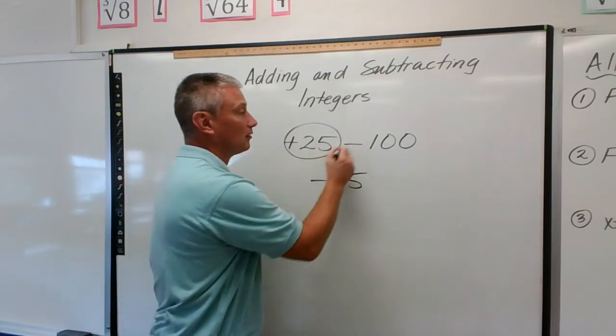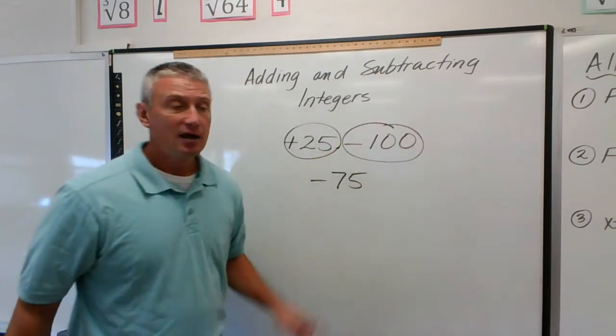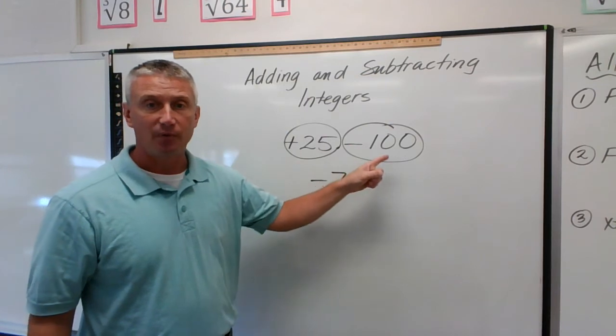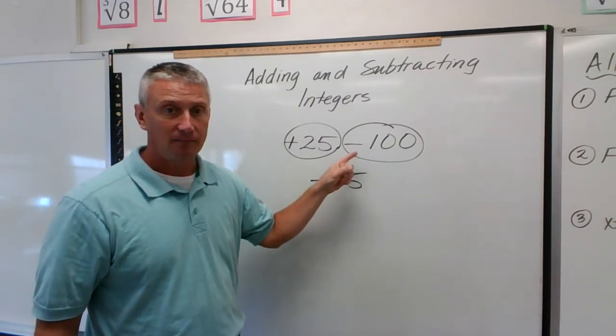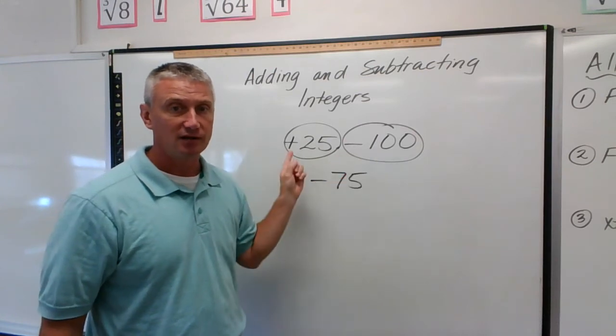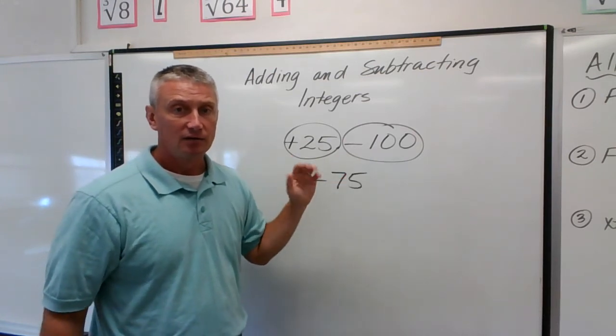Okay? And again, look at that. Any symbol in math that is in front of another number, that goes with that. Okay, this is negative 100. This is positive 25. Take a look at those.